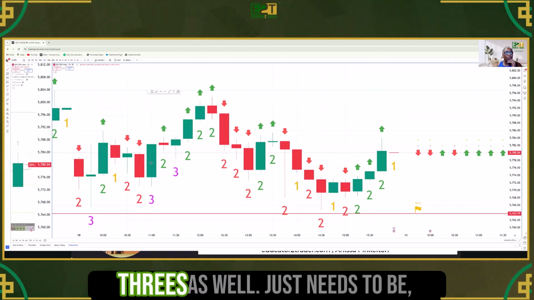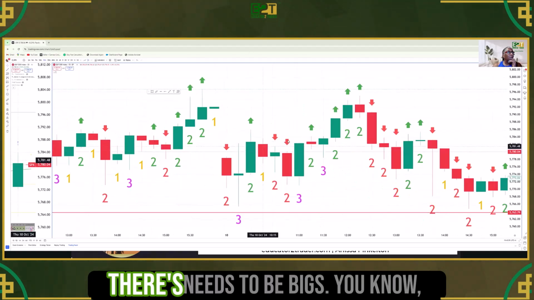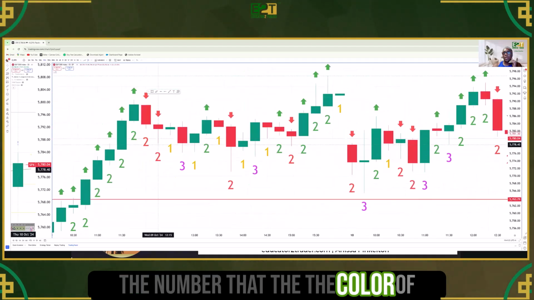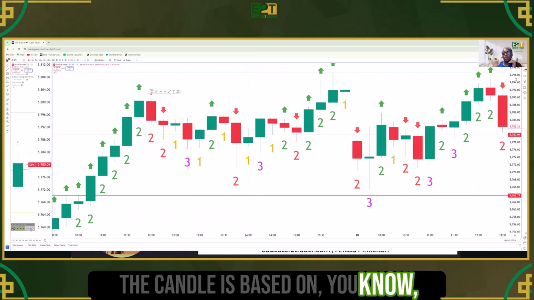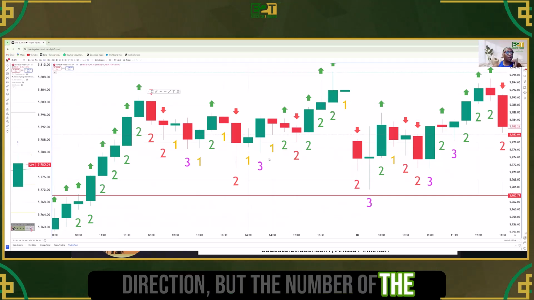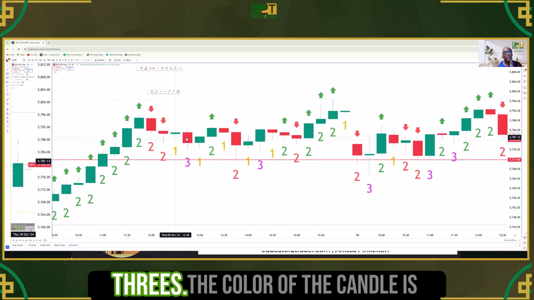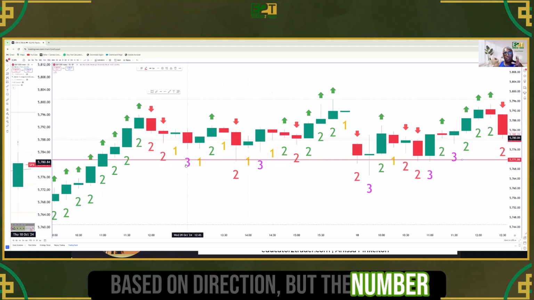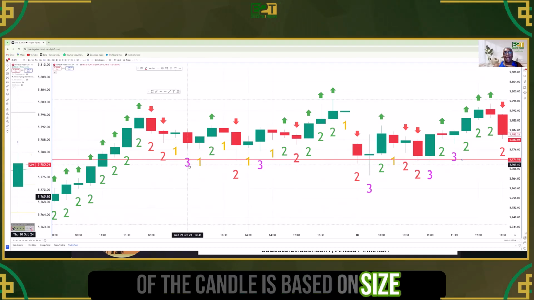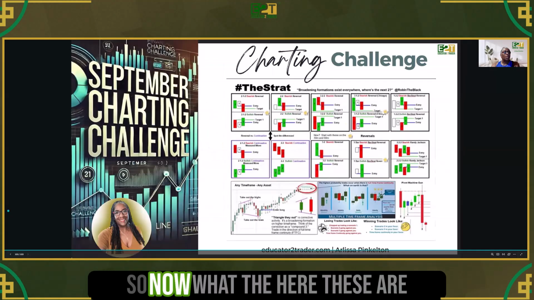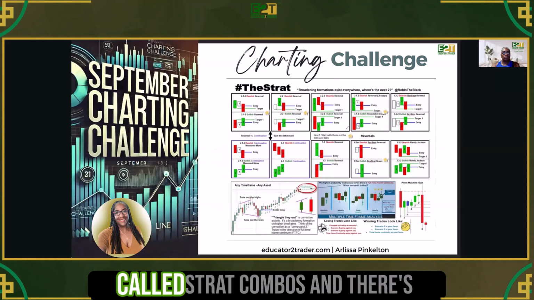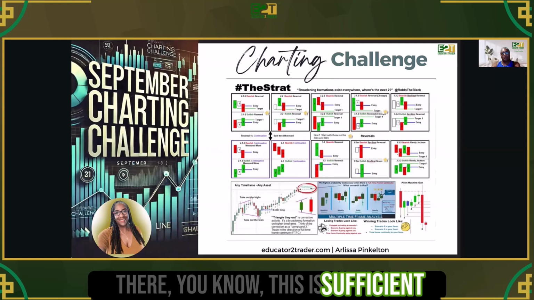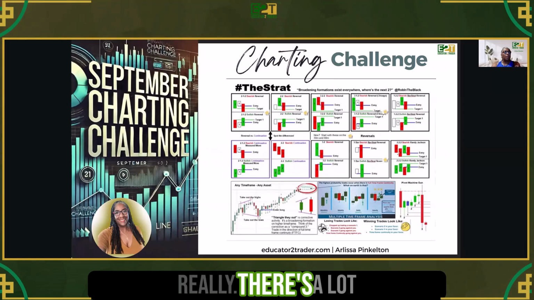Okay. There can be red 3s as well. Just needs to be big. The color of the candle is based on direction, but the number of the candle is based on size. Here's a red 3. So now these are called strat combos, and this is sufficient, really. There's a lot of them.